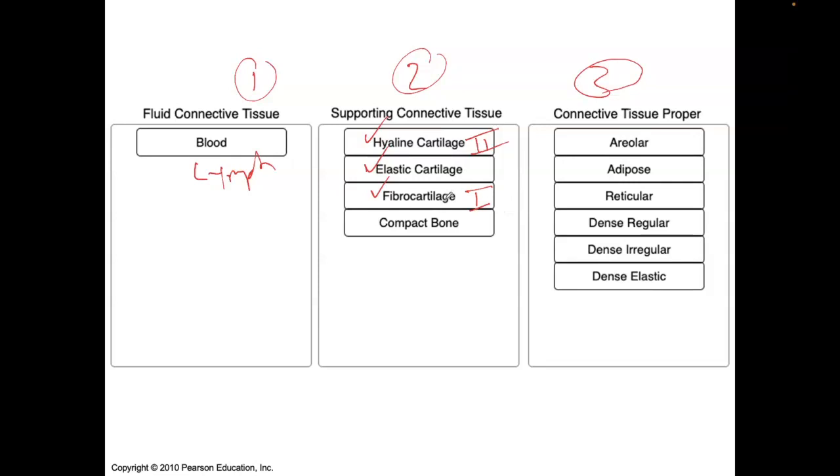Fibrocartilage is the strongest. We're thinking meniscus, intervertebral discs. Hyaline cartilage, we're thinking the end of the bones. And compact bone, that's your osteon. Connective tissue proper, that's areolar, adipose, reticular. These were dense, and then these were loose. Dense regular, dense irregular, and dense elastic is the loose connective tissue.